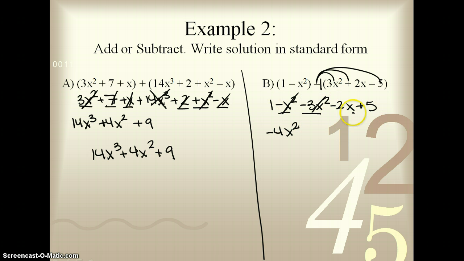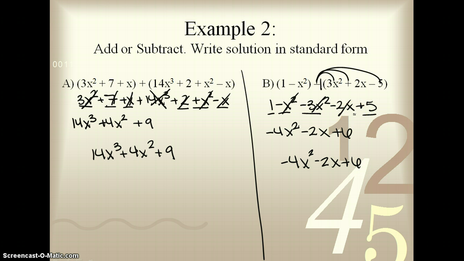The minus 2x, there's nothing else like it, so you have minus 2x, and then 1 plus 5 is plus 6. Again, the answer would be negative 4x squared minus 2x plus 6. The key to completing this correctly is to make sure that you get rid of your negative by distributing it into the entirety of the parentheses, and then lastly, making sure you write your solution in standard form, which is highest exponent to constant. If there is a constant, great. If there isn't, then you would stop at whatever the lowest exponent is.